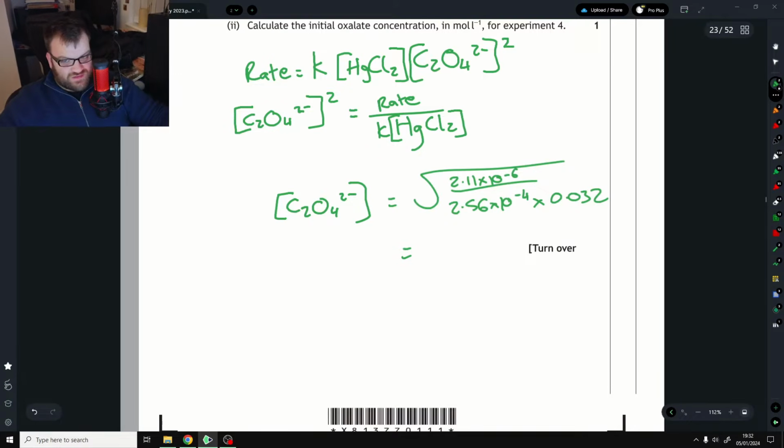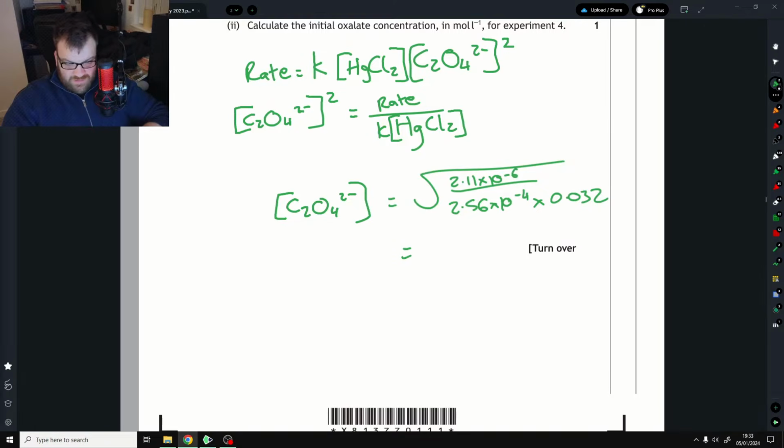Plug that into your calculator. That gives an answer of 0.508 moles per litre. Moving on to question number 3.